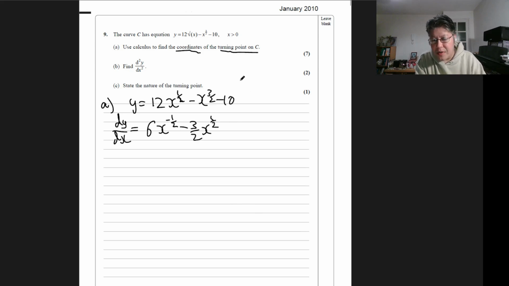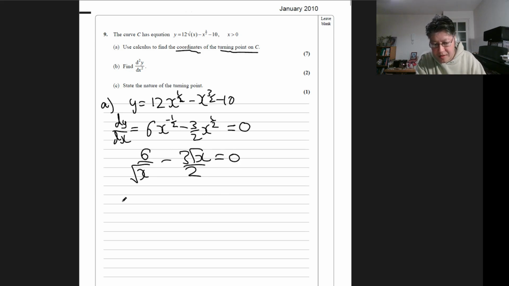Okay, so to get the turning point, we need to set the derivative equal to 0. So let's set that to 0 and solve this equation. And to solve it, the best method is to rewrite this in surd form. Often index notation is better for integration and differentiation, but when you want to solve equations, it's better to have surd form. So the first one is 6 over root x minus 3 root x over 2, and that equals 0.